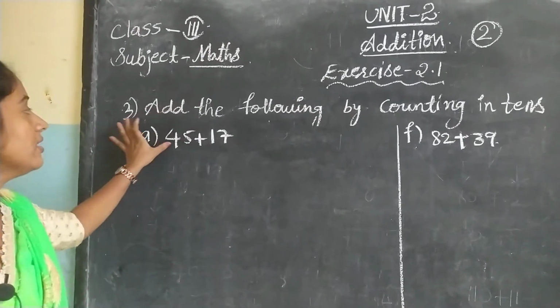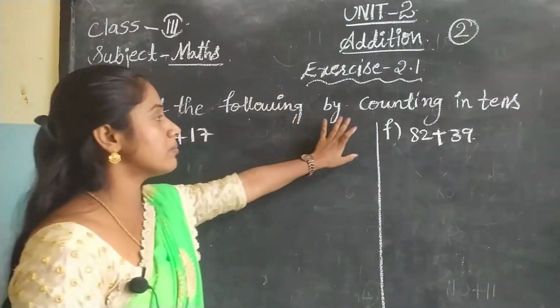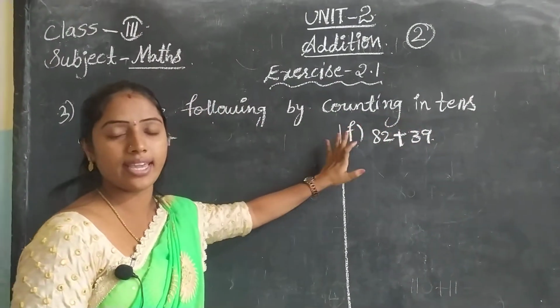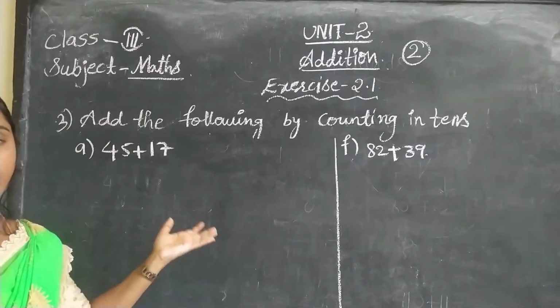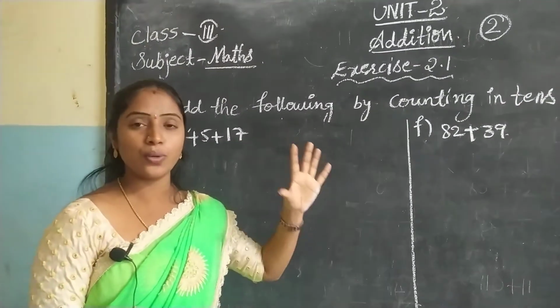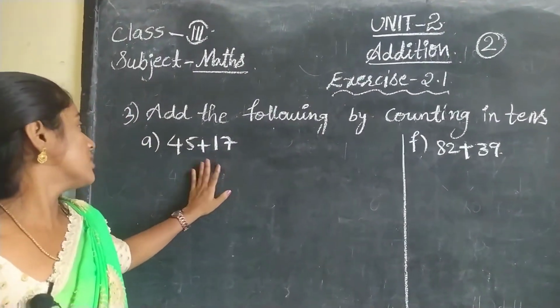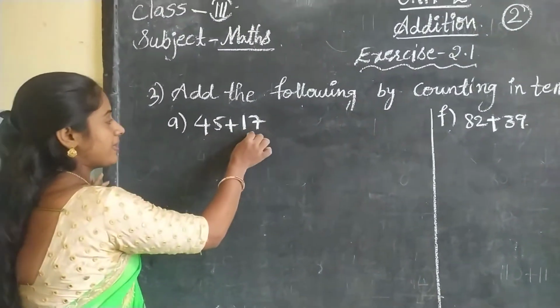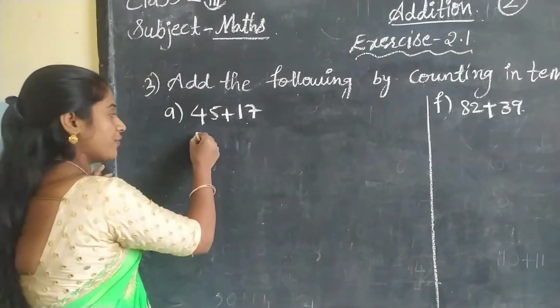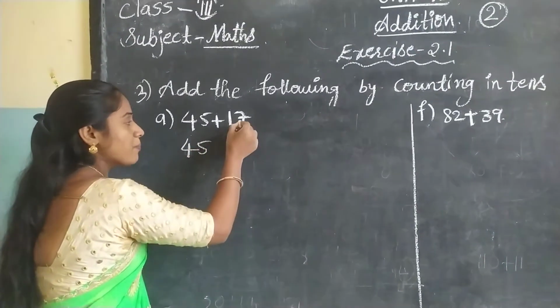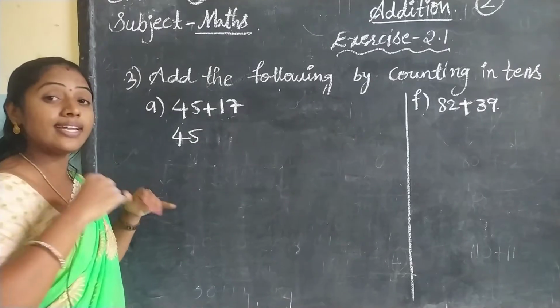Next is the third bit. What is the third bit? Add the following by counting in tens. Okay. Before bits we are breaking one number and two numbers. Now here we are counting in tens. Okay. So what is the question? 45 plus 17. So in this 45 as it is you should write, break these numbers in counting in tens.